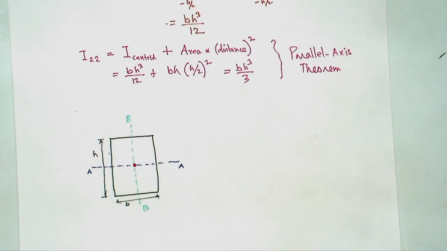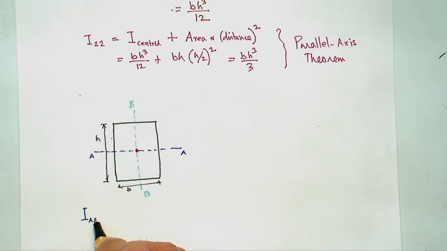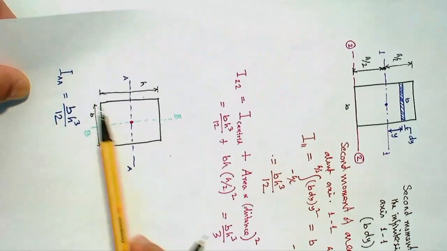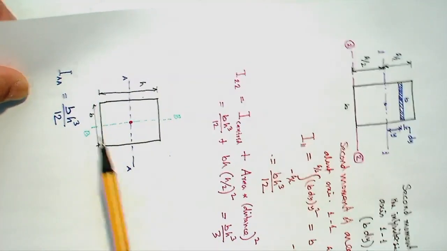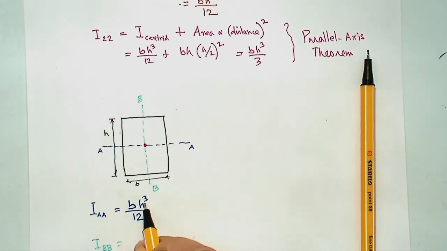Then I about AA, which is this horizontal axis, will be equal to b times h cubed over 12. And I about the vertical axis, then you need to rotate that one. So instead of b it now becomes h. So this is the axis of bending. So I about the BB axis would be, instead of b you put h, instead of h you put b. So that would be h b cubed over 12. So that's the one thing you need to remember. So that is the rectangle case.